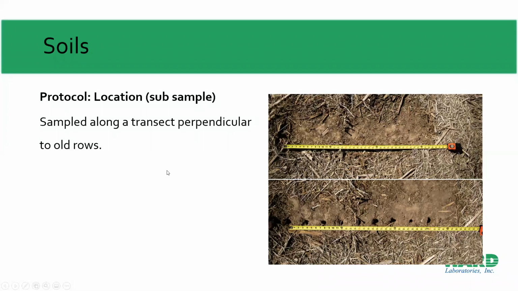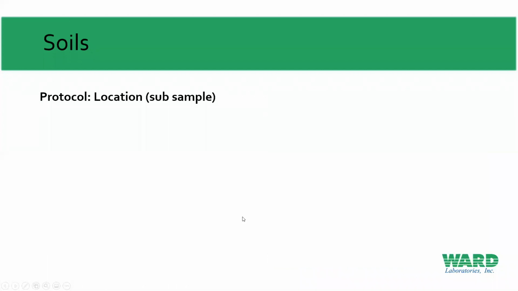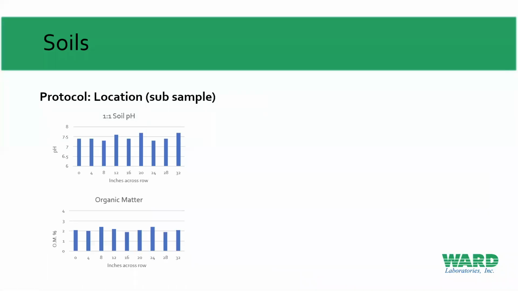So how does this change if we take a sample every 4 inches, at 0, 4, 8, 12, and so on out to 32? What we did, we ran a full soil analysis on each sample. So here's our different cores, 0, 4, 8, and so on. These next 4 charts are all going to be laid out this way: across the row here on the X, and then the different values we're measuring on the Y.